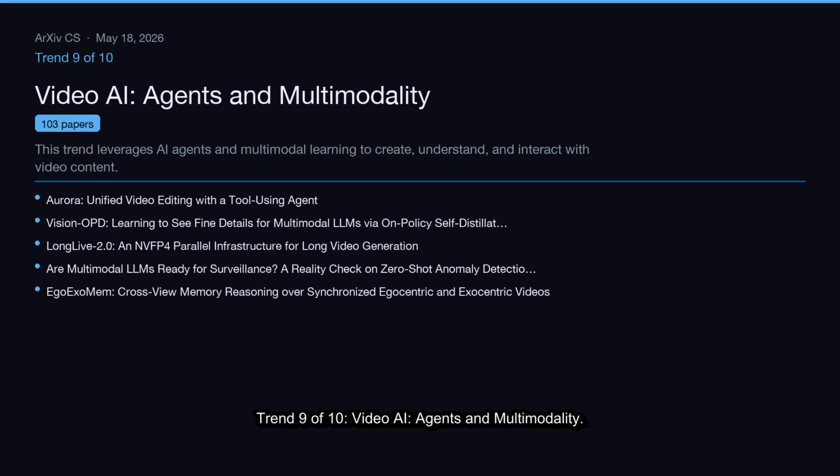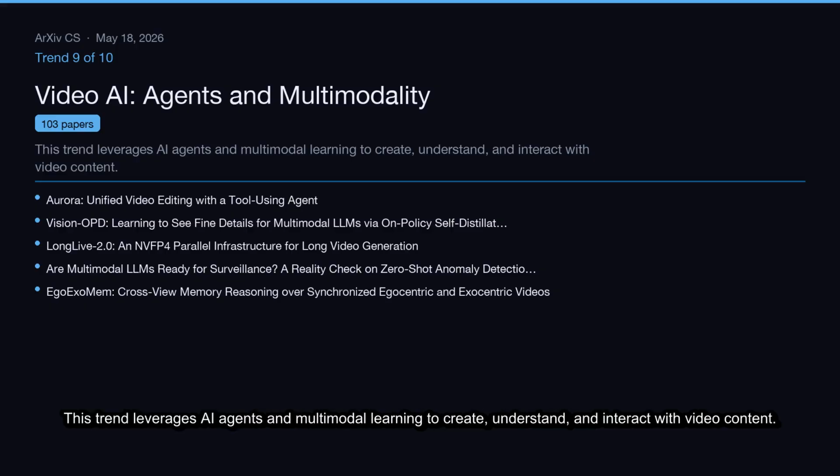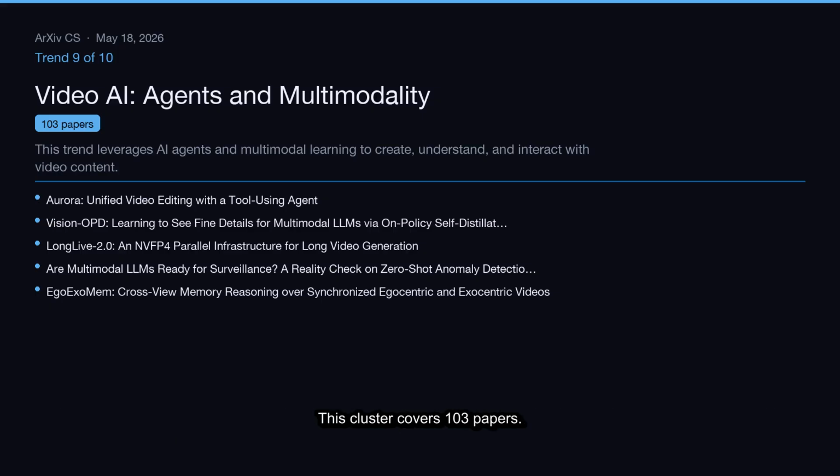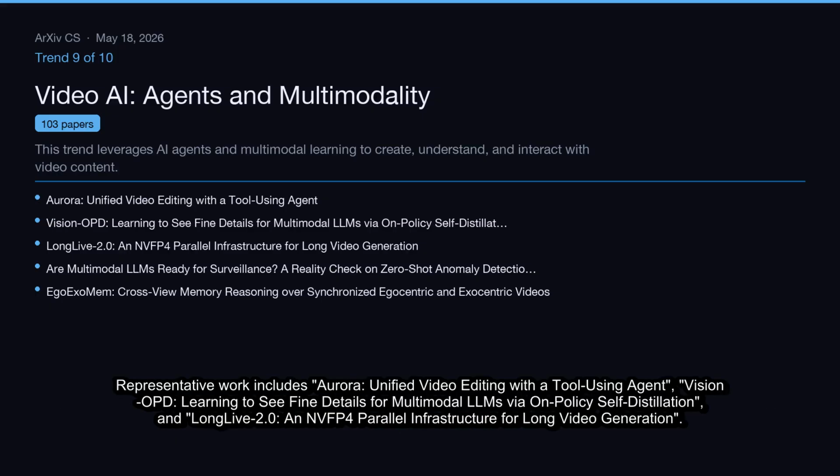Trend 9 of 10, Video AI, Agents, and Multimodality. This trend leverages AI agents and multimodal learning to create, understand, and interact with video content. This cluster covers 103 papers. Representative work includes Aurora, unified video editing with a tool using agent, Vision OPD, learning to see fine details from multimodal LLMs via on-policy self-distillation, and LongLive 2.0, an NVFP4 parallel infrastructure for long video generation.